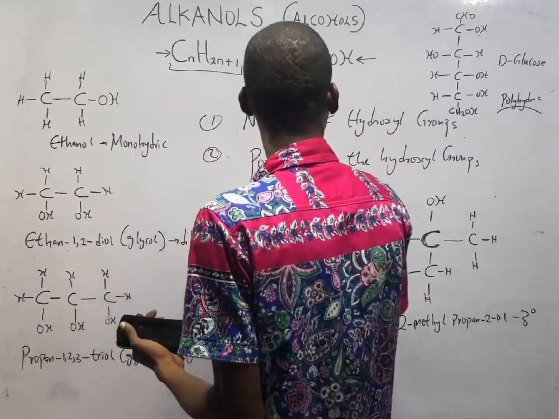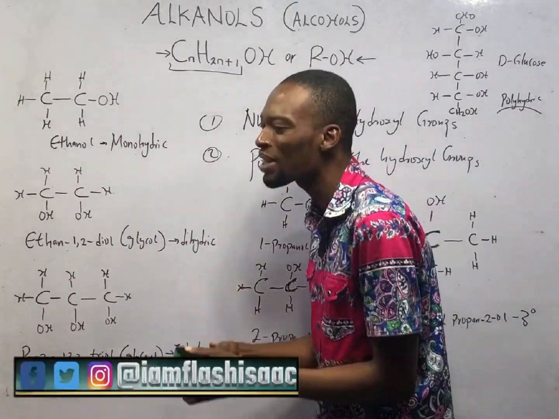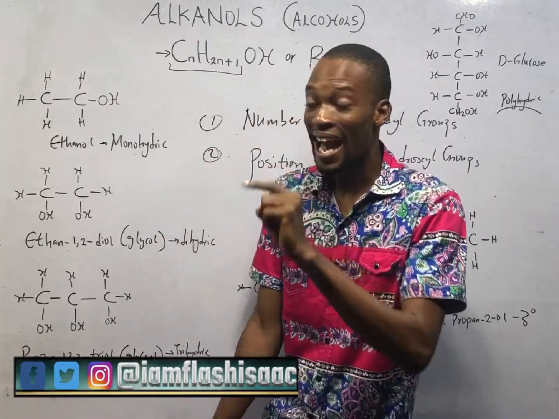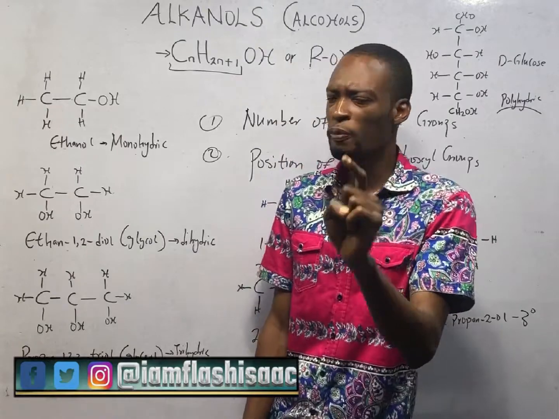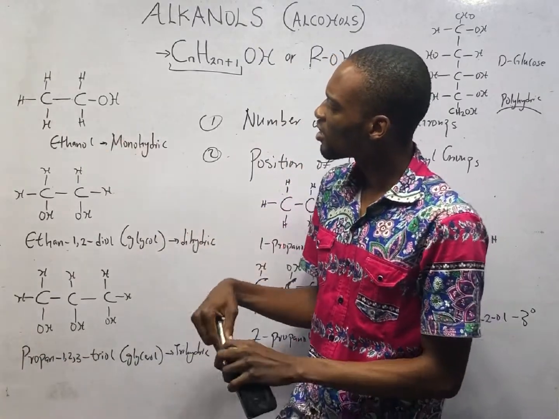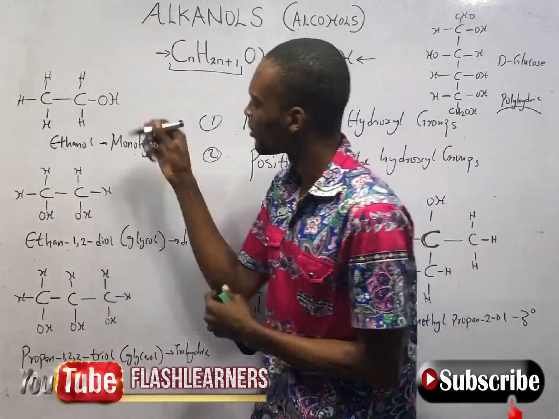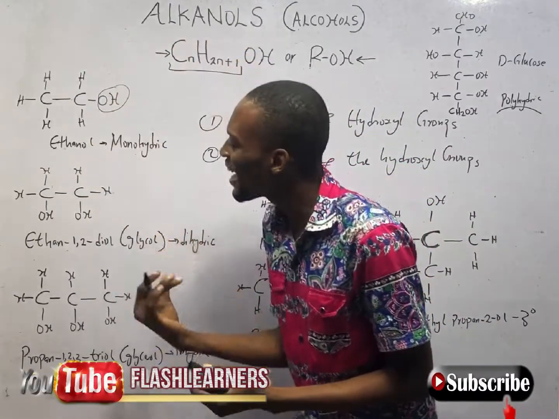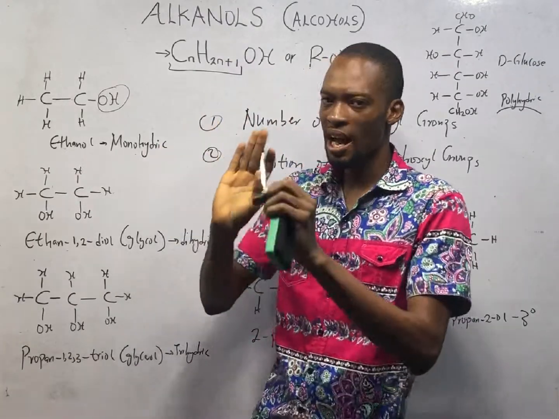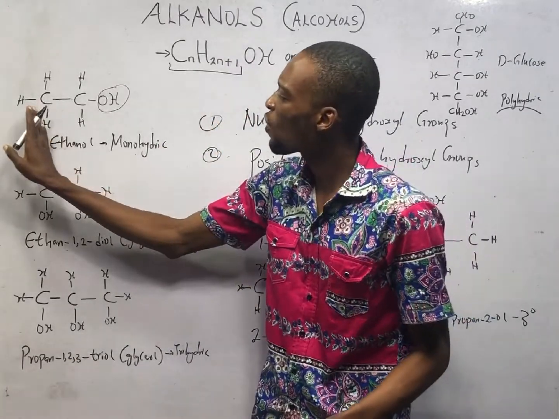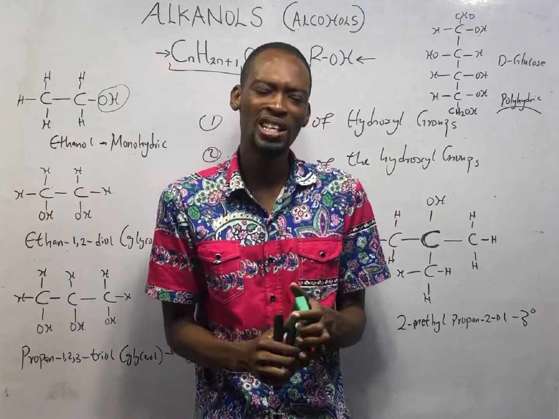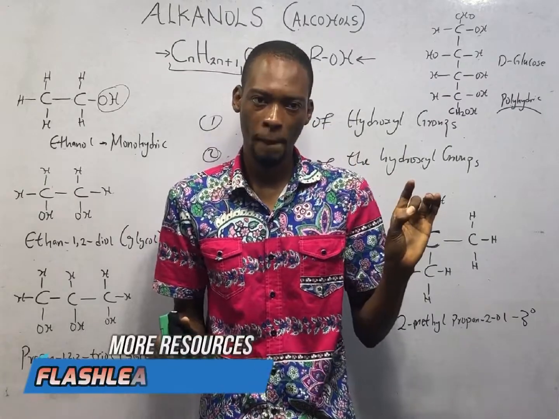alkanols. According to the number of hydroxy groups present in an alcohol, it can be monohydric, dihydric, trihydric, or polyhydric. Now look at this alkanol. You see the OH group, just one. Since it has just one OH group, it is referred to as a monohydric alkanol. And the name of this compound is ethanol. So an example of a monohydric alkanol is simply ethanol.